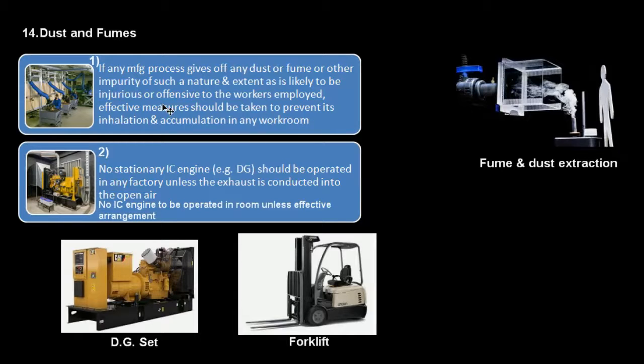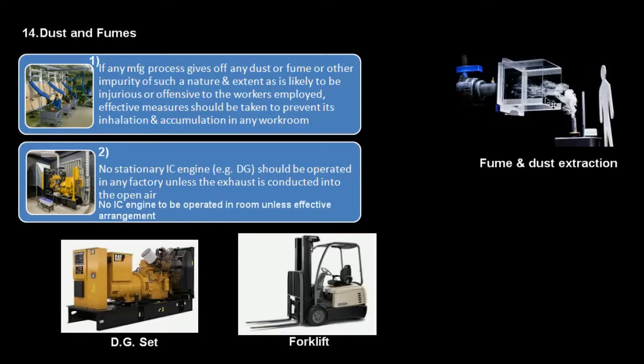So there are certain processes which might generate dust or fumes which could affect the health of the workers employed when these fumes or dust are inhaled. So effective measures should be taken or arrangements should be made so that this dust and fumes are extracted. Now in this picture we can see a person who is working here, and there are fumes which are generated. Now this extractor extracts all these fumes so that there is no inhalation by this worker.